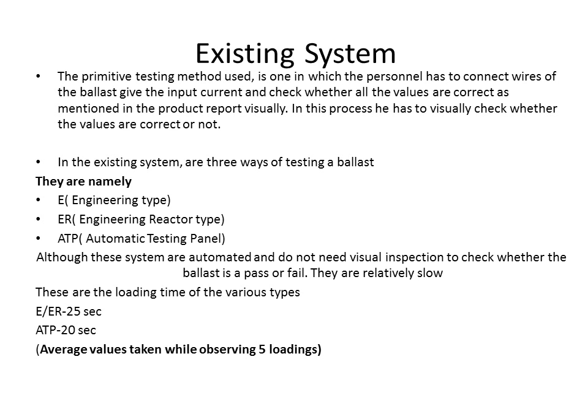Although these systems are automated and do not need visual inspection to check whether the ballast passes or fails, they are relatively slow. These are the loading times of the various types. E and ER have a loading time of 25 seconds, ATP has 20 seconds. These values are an average of 5 observations.